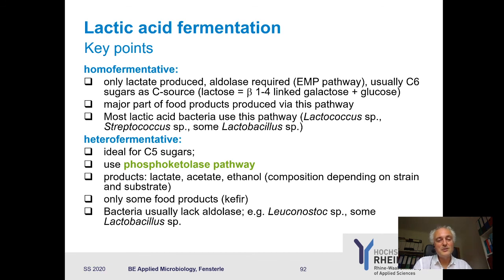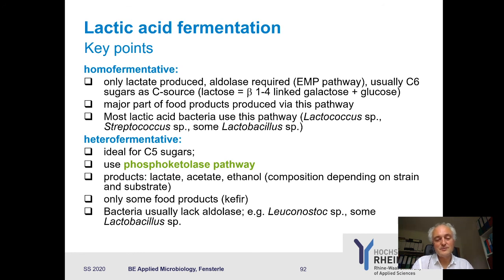But the heterofermentative pathway is cool if you grow on C5 sugars. In this case, you use the so-called phosphoketolase pathway. We have this phosphoketolase in between, and here our products are lactate, acetate, and ethanol. Of course, the composition depends both on the strain and the substrate. We will do that in our Applied Microbiology lab course. Only some food products are produced using this pathway, for example, kefir.